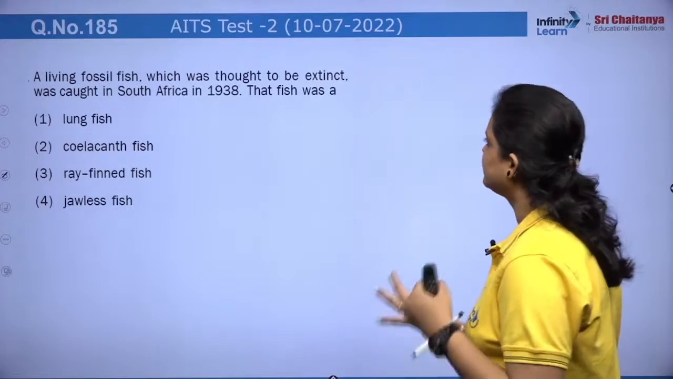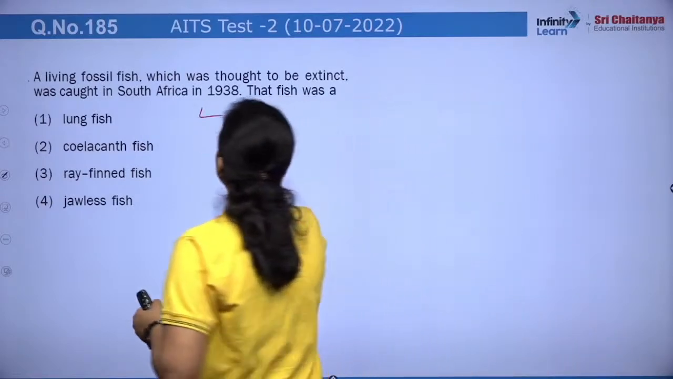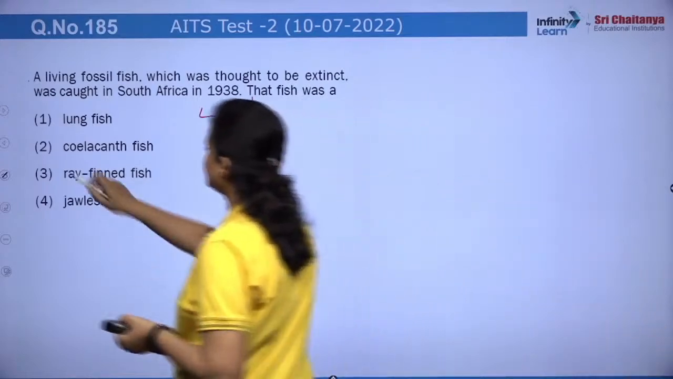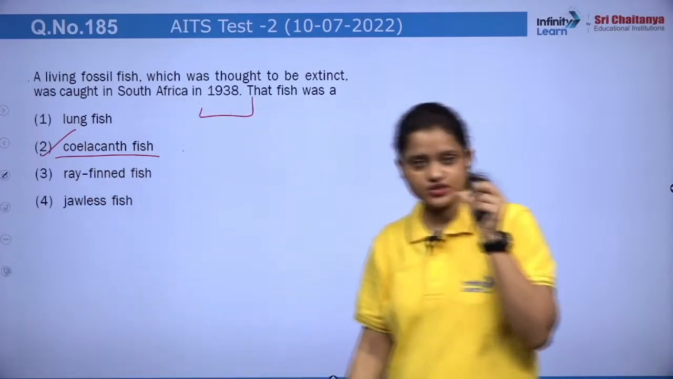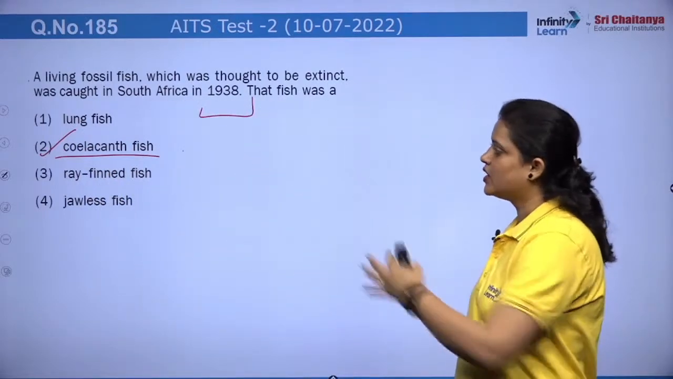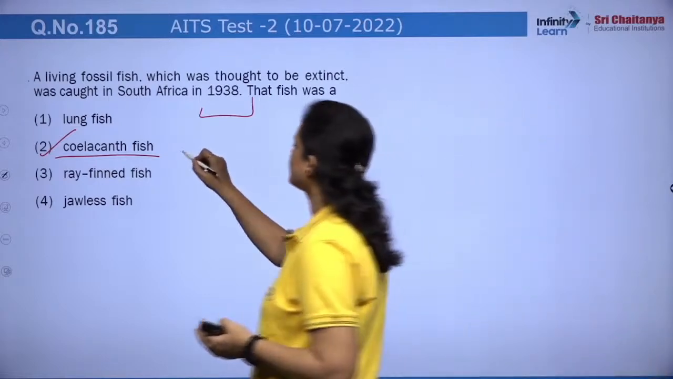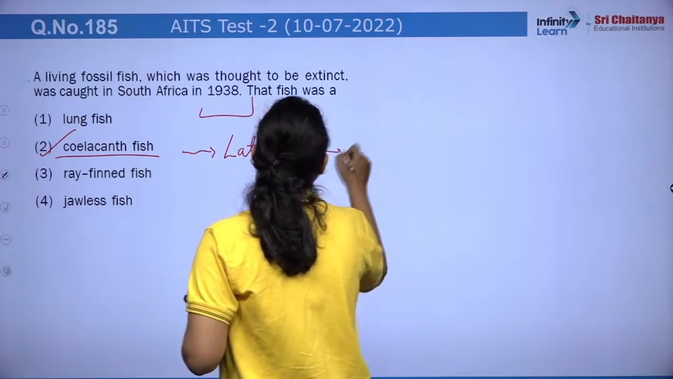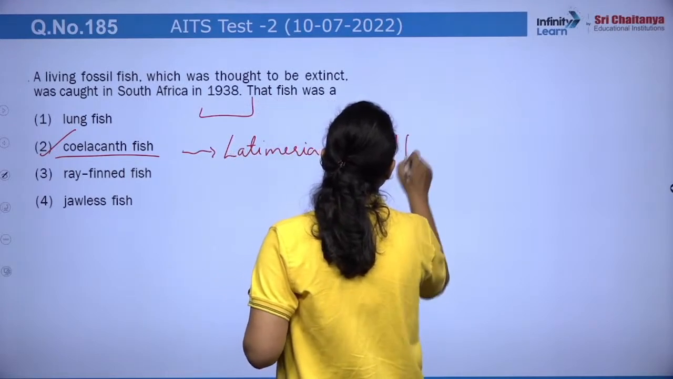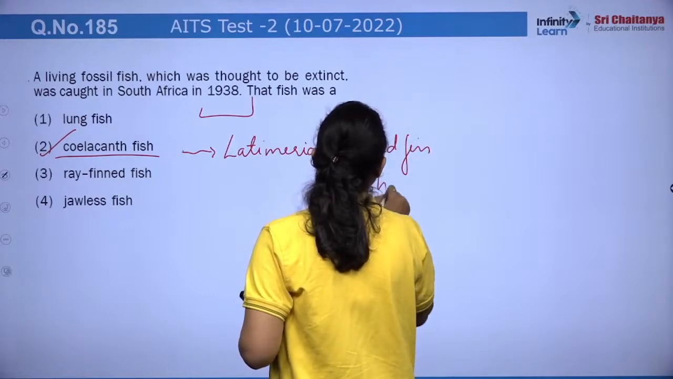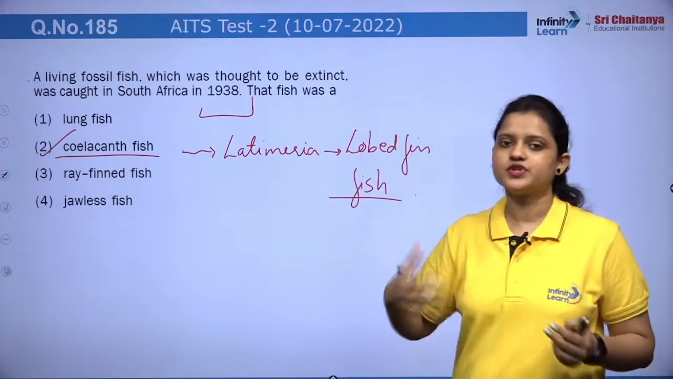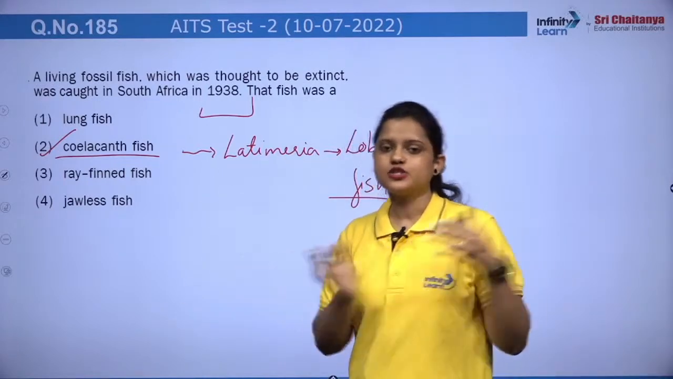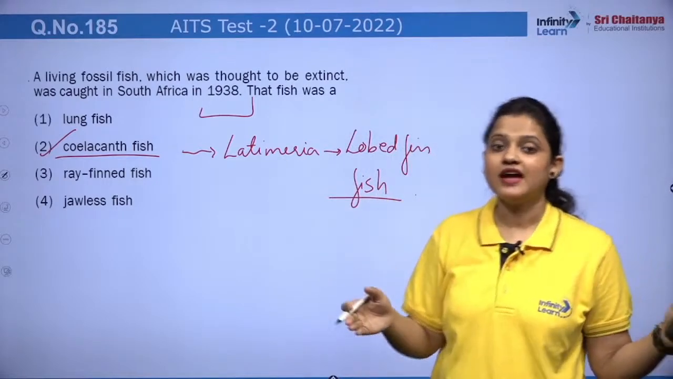A living fossil fish which was thought to be extinct was caught in 1938 in South Africa. That is the coelacanth fish. Now this coelacanth fish, also known as Latimeria, is a lobed fin fish which was thought to be extinct, but later on it was found. Now this Latimeria or coelacanth fish is said to be a connecting link between the fishes and the amphibians because of their lobed fins.